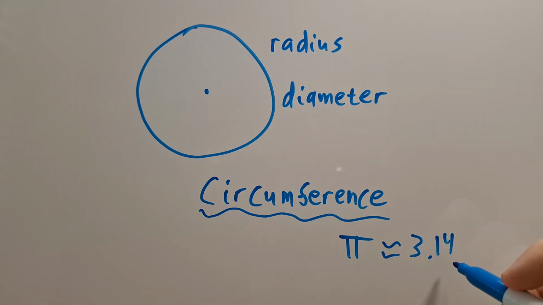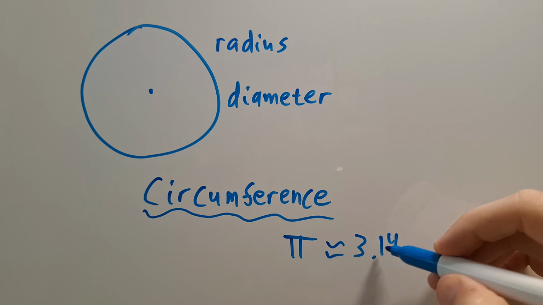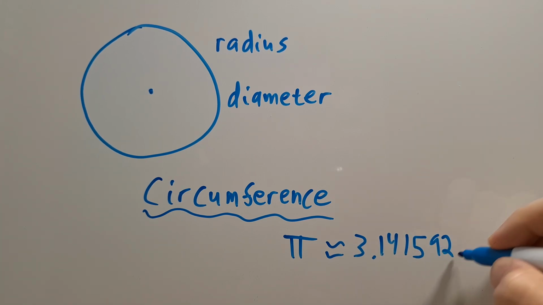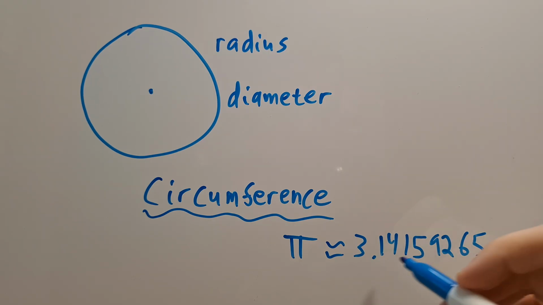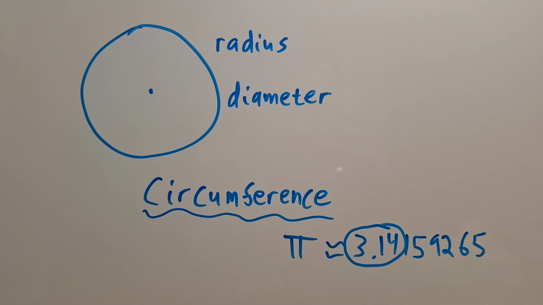3.14. Now there is no decimal that is exactly equal to pi, but there is an approximated value, and the first couple digits of pi following 3.14 are 159265. For the majority of our calculations, we will be using 3.14.